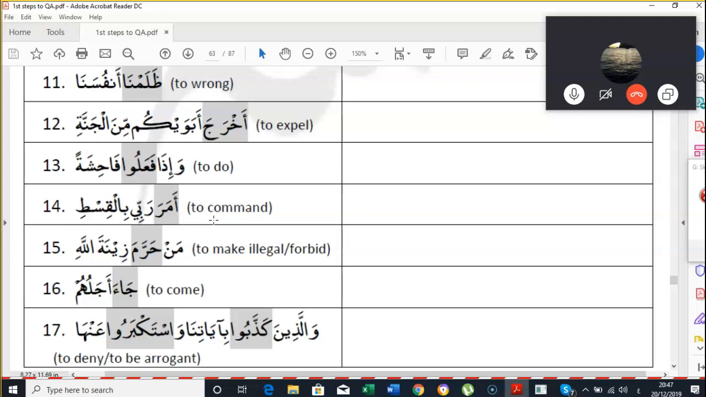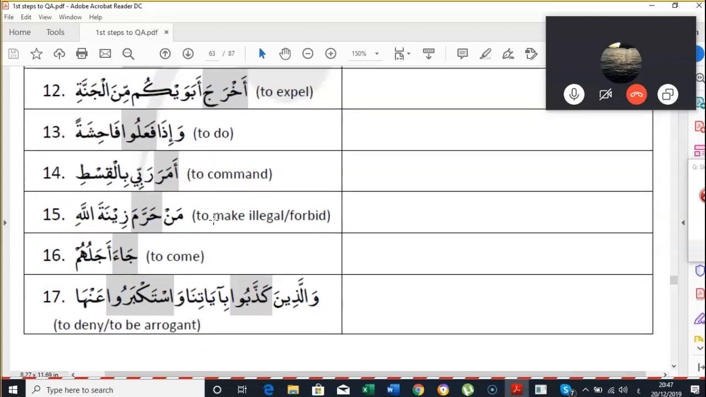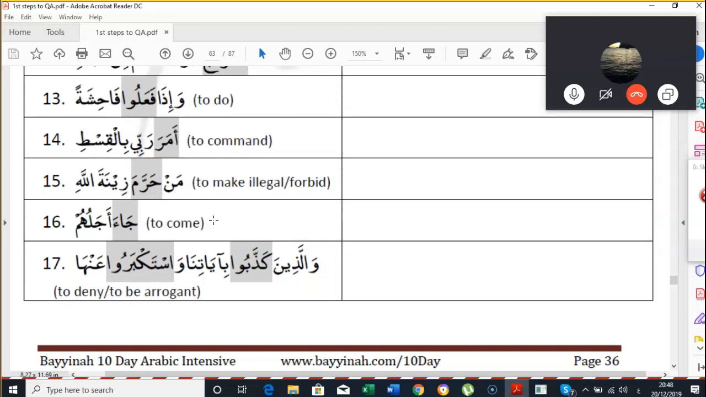أخرج. What does that mean? Who expelled? He expelled. Okay. أخرج أبويكم من الجنة. He expelled both your parents from Jannah. Okay. وإذا فعلوا فاحشة. فعلوا. Translate that. They did. Yeah, they did, or they done.